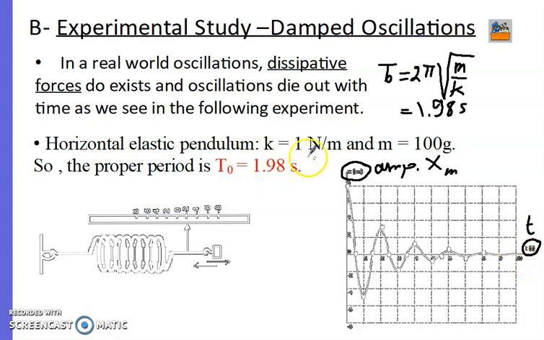Clear? Now, this motion, the back and forth, in reality represents one cycle, one oscillation. This is the second oscillation. This is the third oscillation, fourth oscillation, etc. Okay? Okay. So let's see what we observe from the graph here.